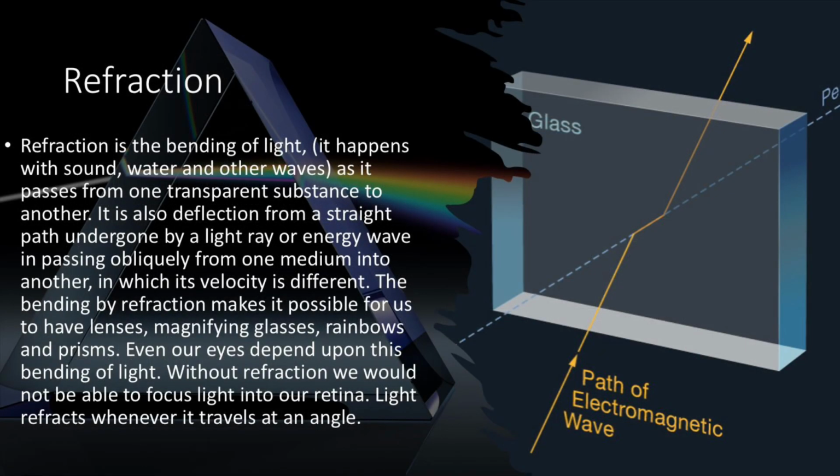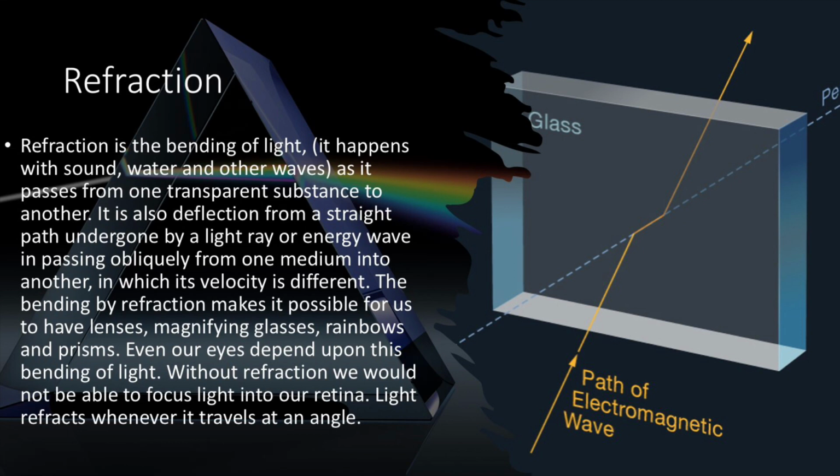Refraction. Refraction is the bending of light. It happens with sound, water, and other waves, as it passes from one transparent substance to another. It is also deflection from a straight path undergone by a light ray or energy wave in passing obliquely from one medium into another, in which its velocity is different.